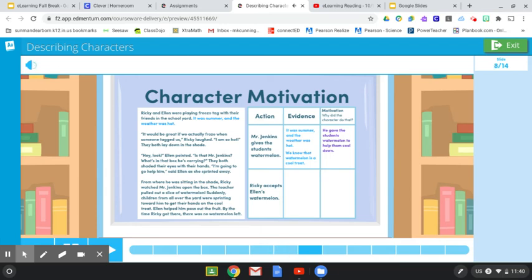Why does Ricky accept Ellen's watermelon? In the passage, Ricky says, "I am so hot." The passage also tells us that by the time Ricky got there, there was no watermelon left. This evidence shows that Ricky accepts Ellen's watermelon because there was none left for him, and he wants to cool down. This was his motivation.